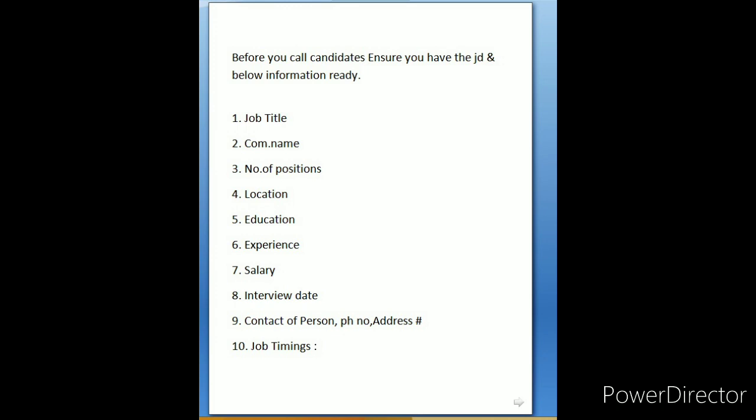Ensure that you have the JD, and that in the JD you have this information available: job title, company name, number of positions, location of the job, education and qualification details of the candidate, experience required for this job, salary offered by the organization, interview date, the contact person who will be taking the next round of interview, and the phone number, address, and the job timings. Once you have this information ready, then you start calling the candidate.